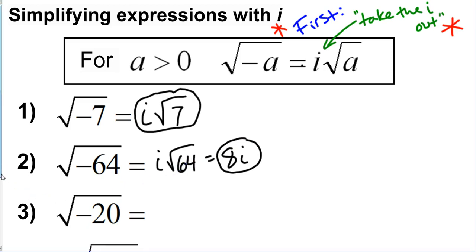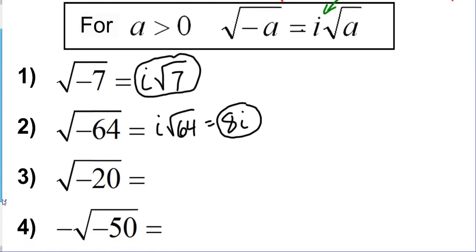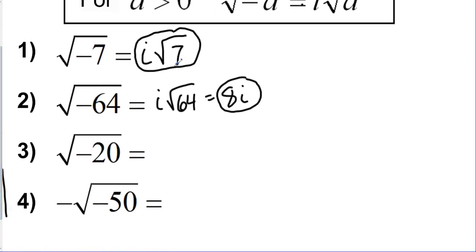Now notice something a little peculiar here. When it's an irrational number like 7, we write the i before the square root. If it's a rational number like 8, we write the i after. Okay? So what are we going to do with square root of negative 20? Well, first off, we're going to take the i out.